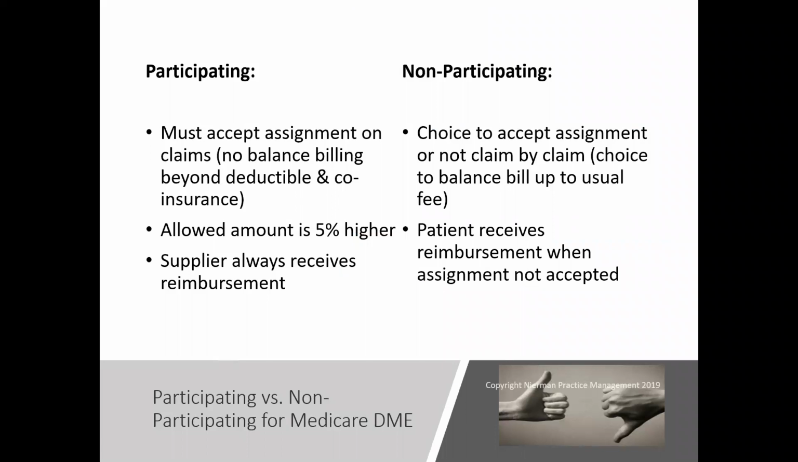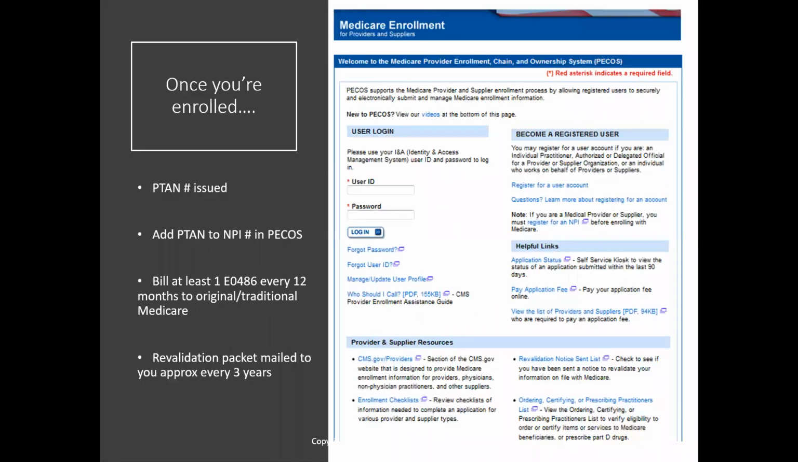Now, once you get enrolled, you get something called a P10 number, all right? What you want to do is go to this site called PICOS. Medicare loves their acronyms, don't they? They do. They do. And enter your P10 number to connect it with your NPI number.